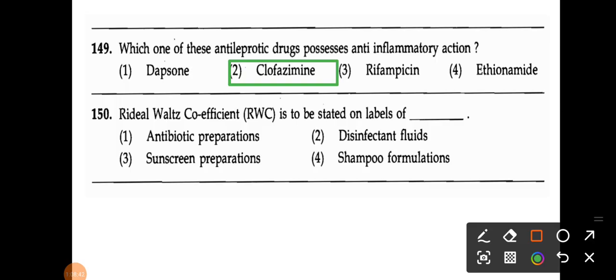Riddle-Walker's coefficient is to be stated on the labels of, again a question on the RW test, right? Antibiotic preparation, disinfectant fluids, sunscreen preparation and the shampoo formulation. So what is the correct answer here? Here it is the disinfectant fluids, right?